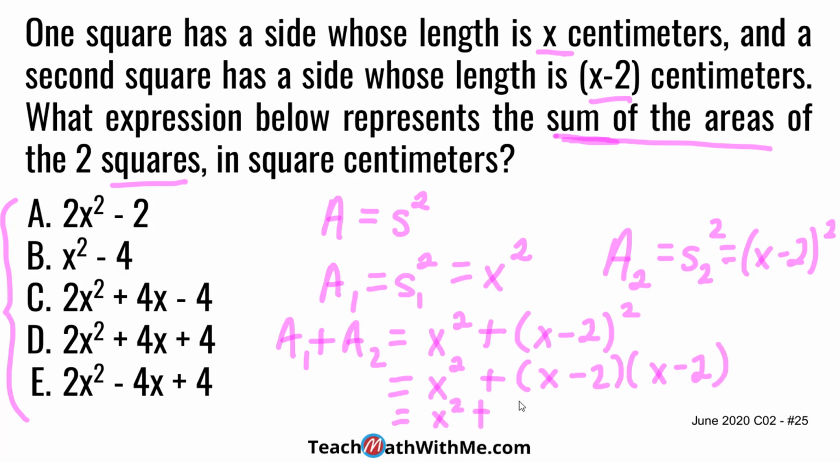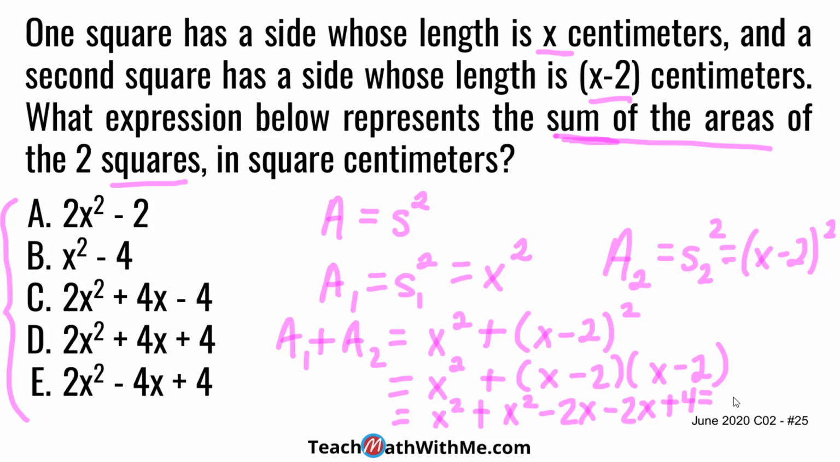That is equal to x squared plus, now we'll use the FOIL method to multiply these out. X times x is going to give us x squared. X times a negative 2 gives us a negative 2x. Negative 2 times x is a negative 2x. And negative 2 times negative 2 gives us a positive 4.